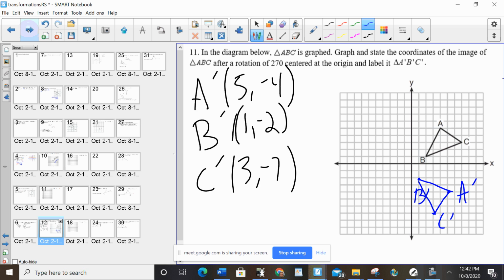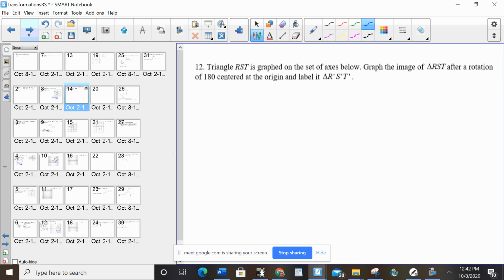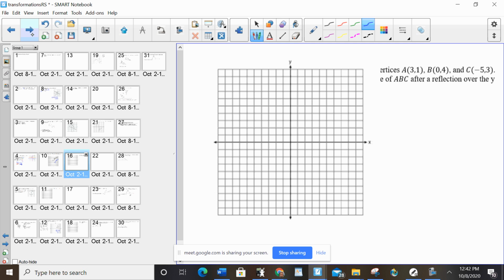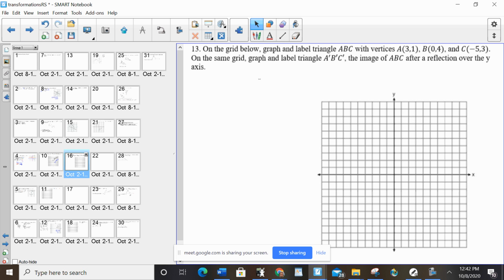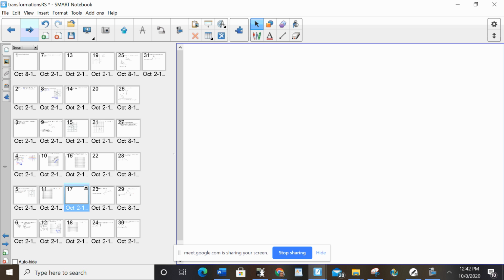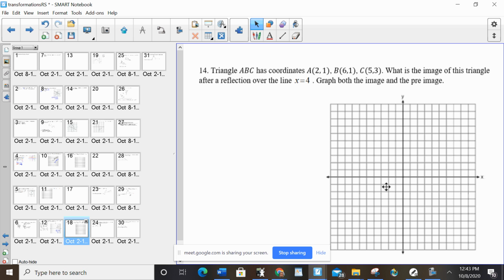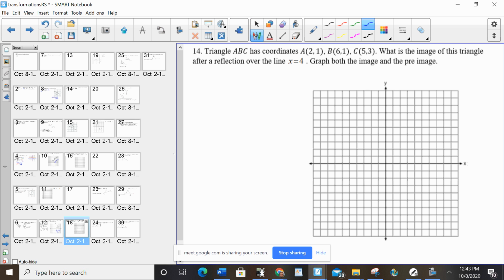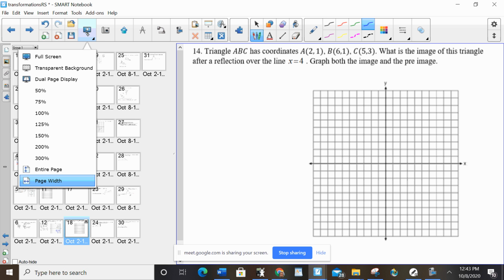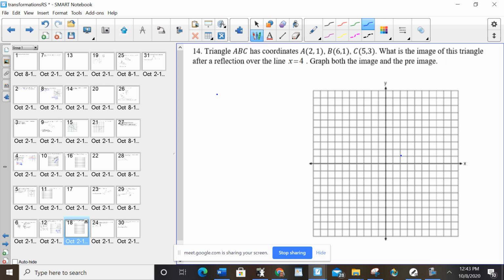All right. Number 12 is another rotation. So number 13. In fact, let's do number 14 instead. Triangle ABC has coordinates, so let's plot those points. A is (2, 1). B is (6, 1). C is (5, 3).